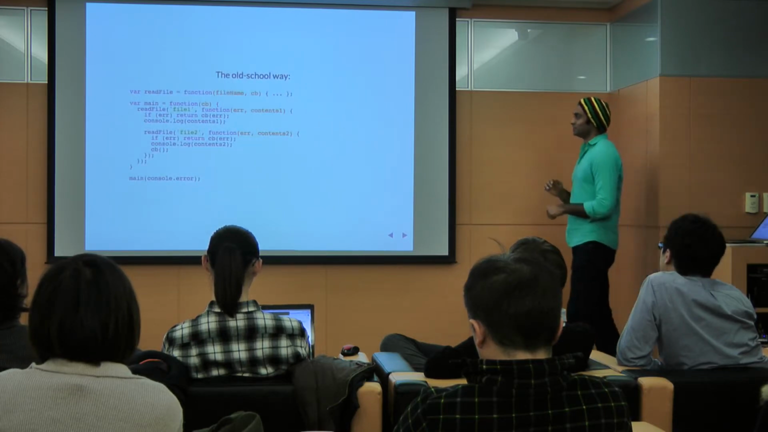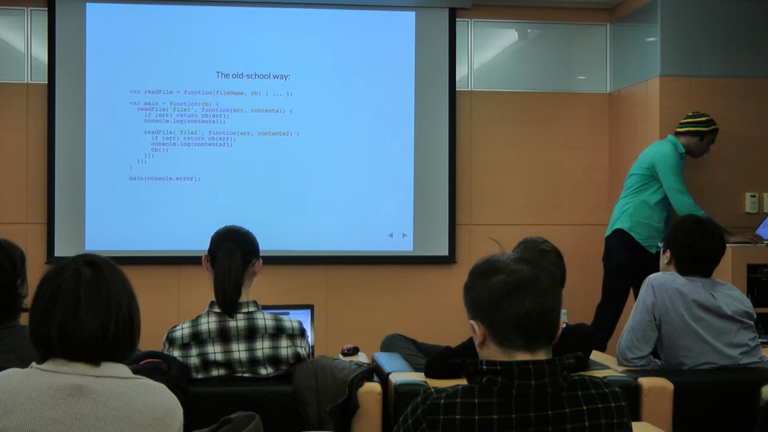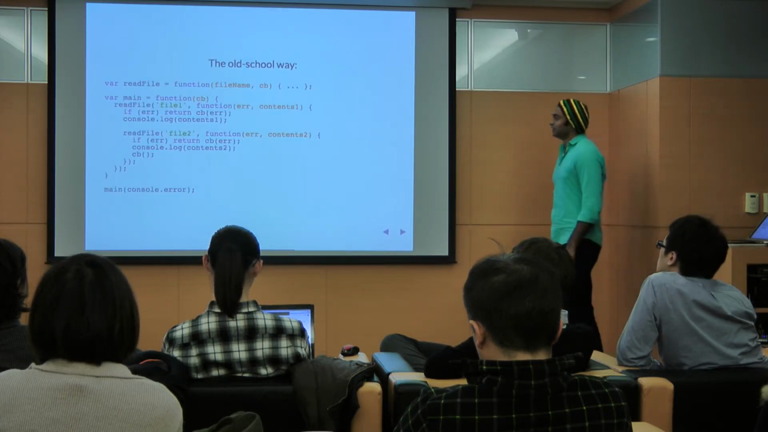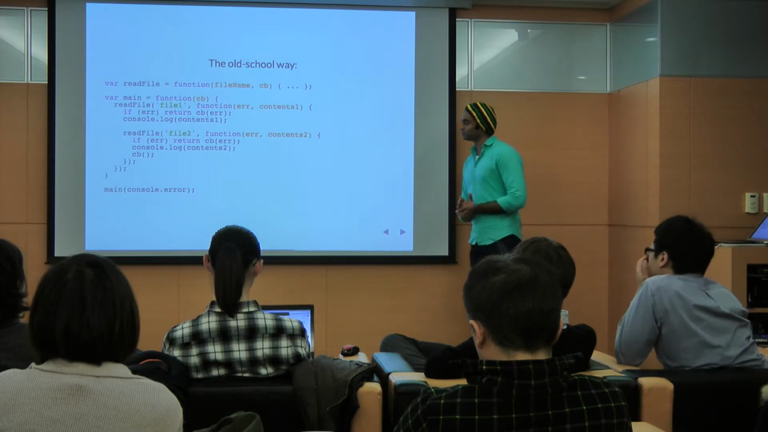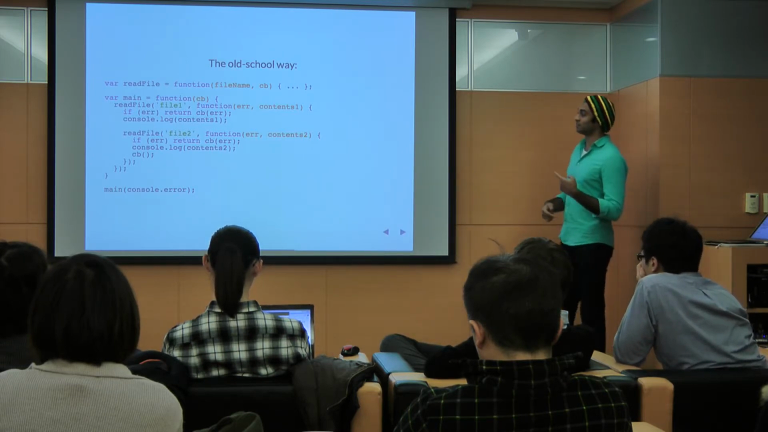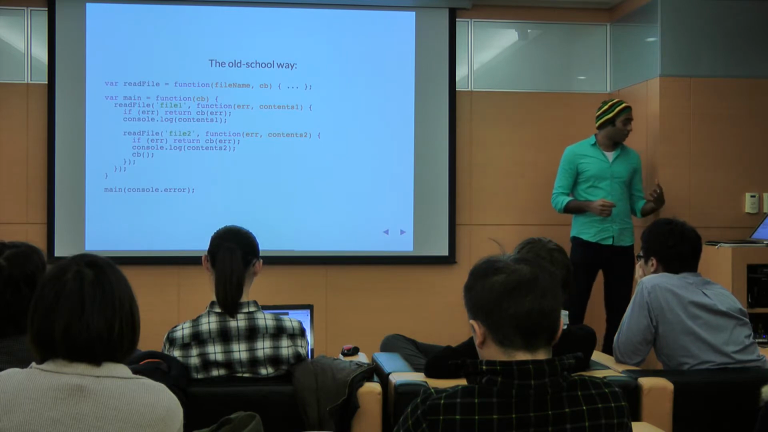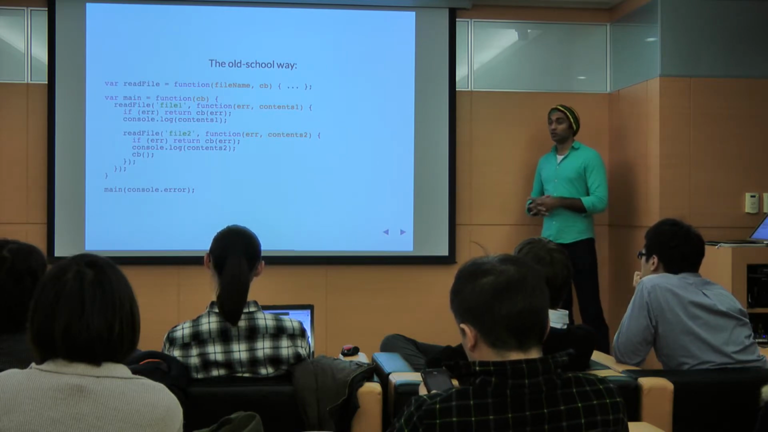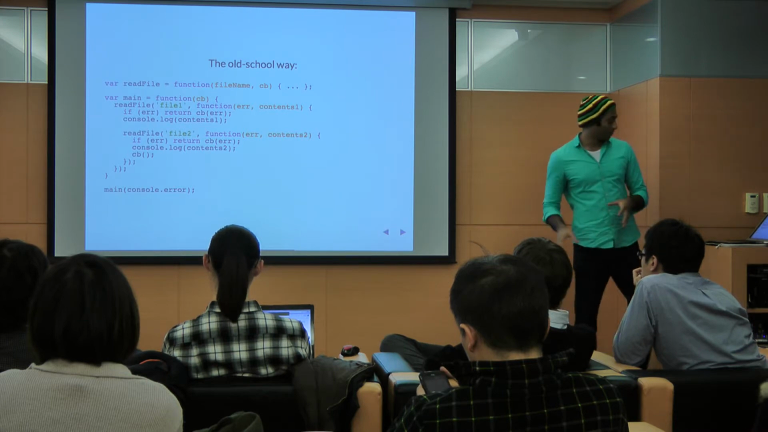Okay, so here we have a function. What I'm going to do is read two files, and output the contents of those files. So this is how you would normally write it with error handling. So this is how you would actually write the code properly.